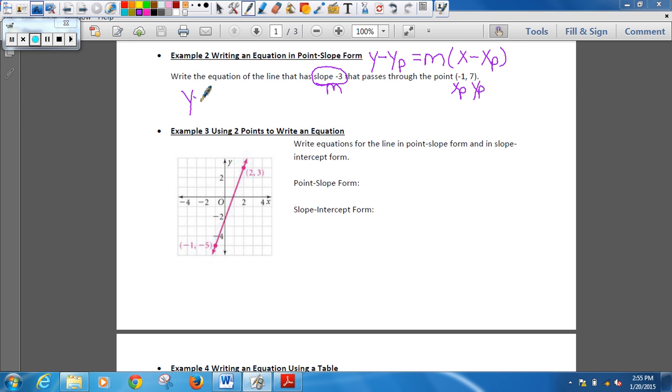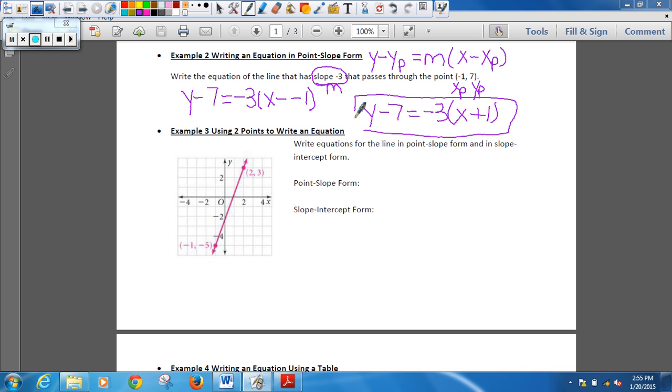So I get y minus y sub p, which is 7, is equal to slope, -3, times the quantity x minus, and it's -1, a -1. We do not want to leave two signs side by side, so we simplify. So my final answer here would be y minus 7 is equal to -3 times the quantity x minus a -1, which is x plus 1. So that would be the simplified answer, and that would be the correct answer there.